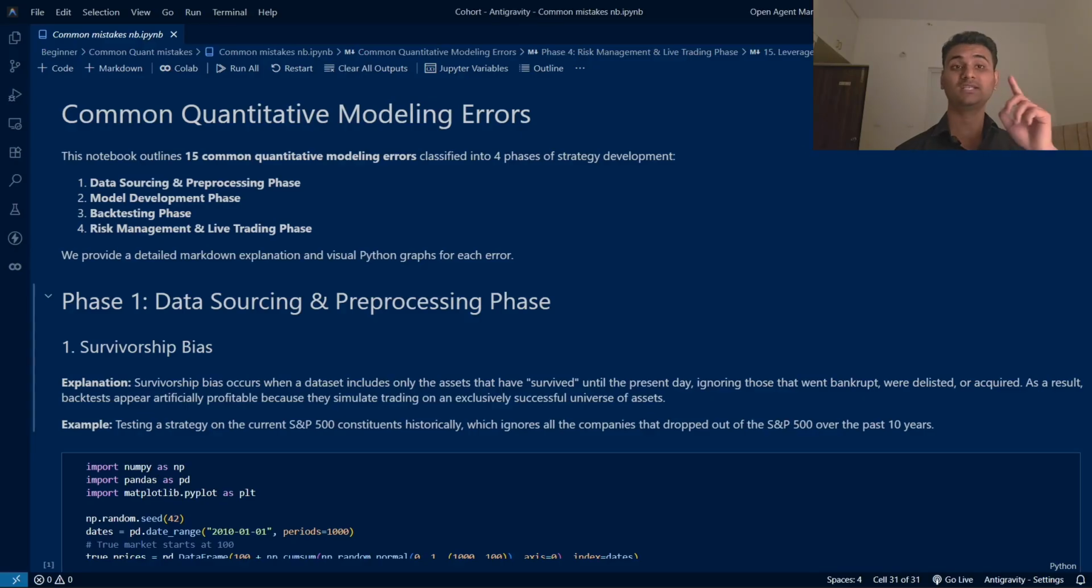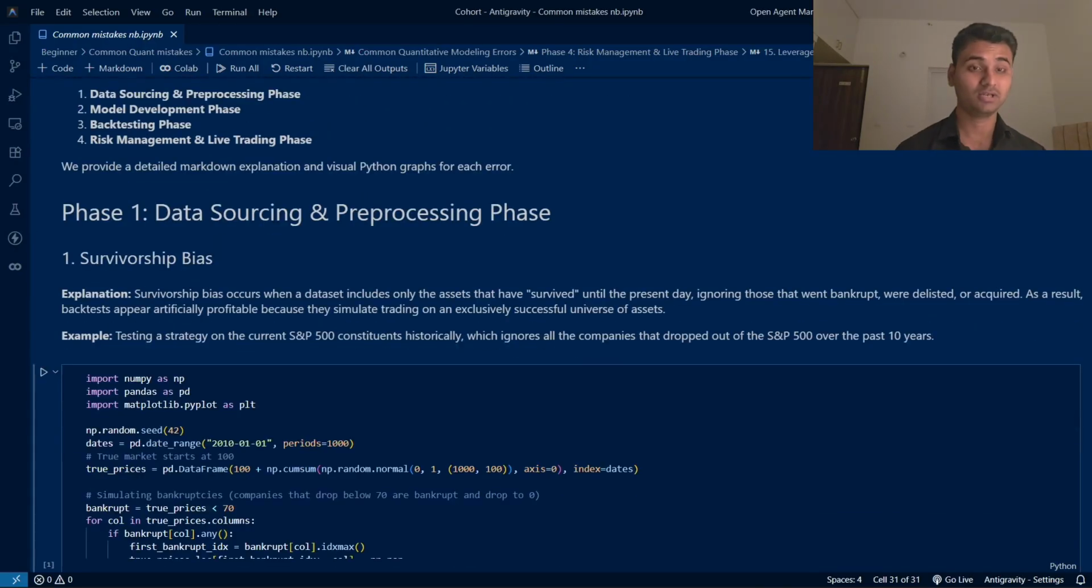The first mistake that you might make in your quantitative models is survivorship bias. So what is survivorship bias? Let's take the S&P 500. S&P 500 has 500 stocks. So if you take data from 2005 to 2025, if you're downloading your data right now in 2026, you are only taking the constituents of the S&P 500 which exist right now in 2026.